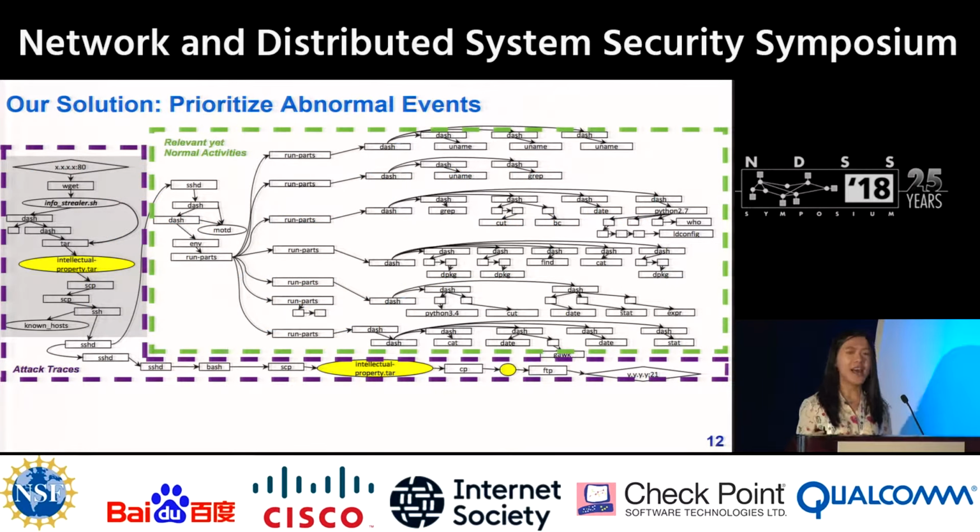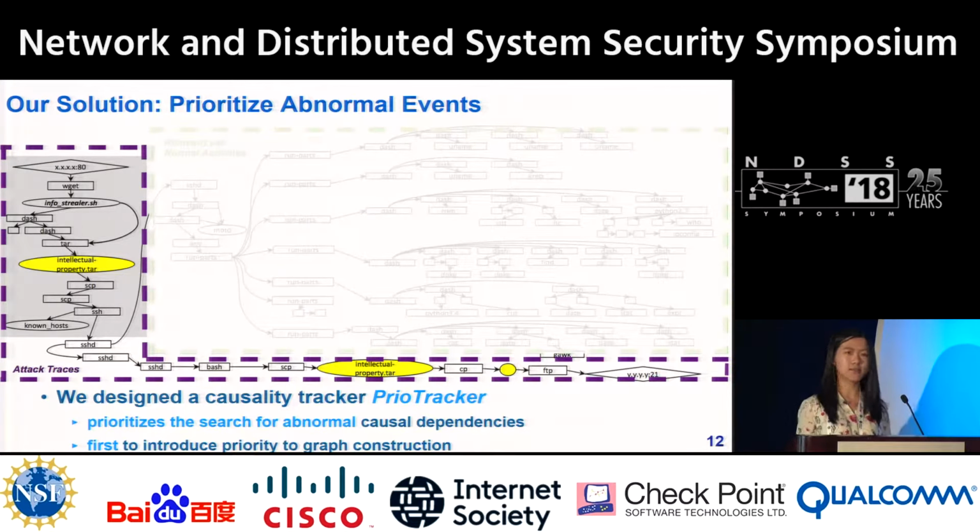Our solution to accelerate the attack causality analysis is to prioritize the search for abnormal activities. We do so to the best of our knowledge. We are the first to introduce the notion of priority to the graph construction phase.